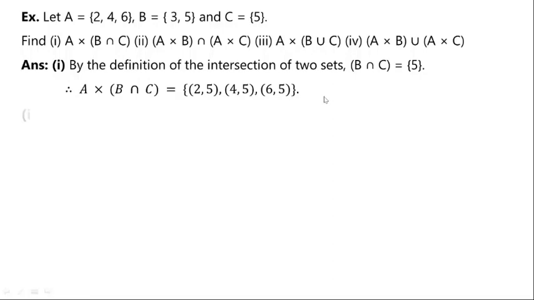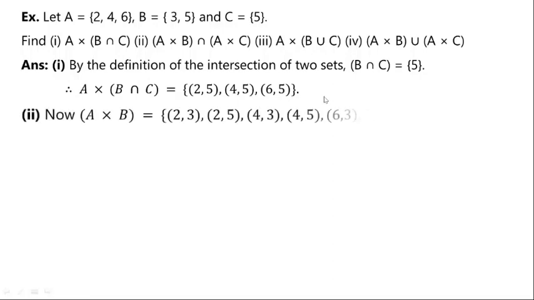Next we have to evaluate (A cross B) intersection (A cross C). That means the Cartesian product of A with respect to B intersection the Cartesian product of A with respect to C. So how to evaluate it? First of all, try to evaluate A cross B. That gives us the set of ordered pairs (2, 3), (2, 5), (4, 3), (4, 5). Likewise for 6 also: (6, 3), (6, 5).